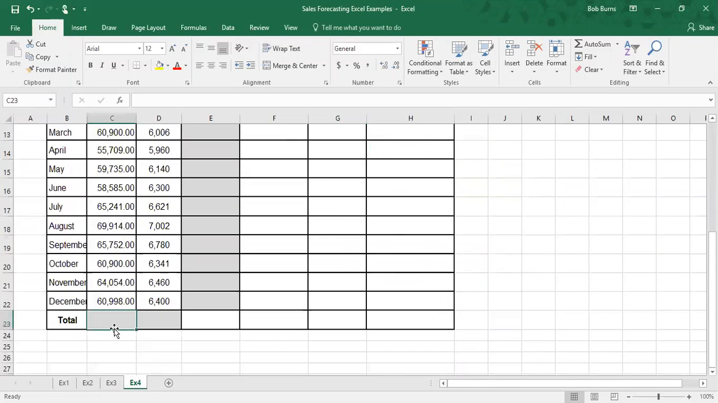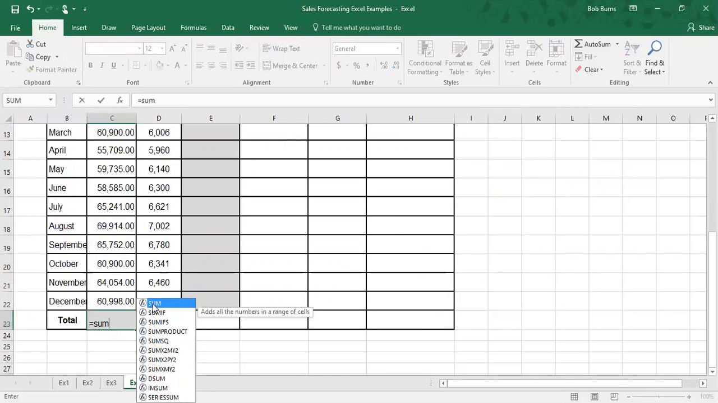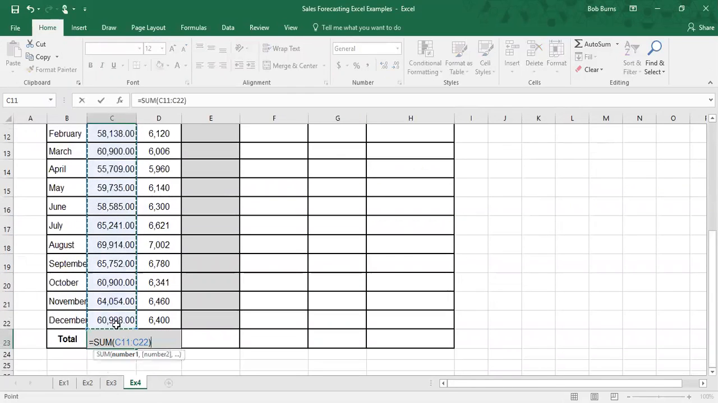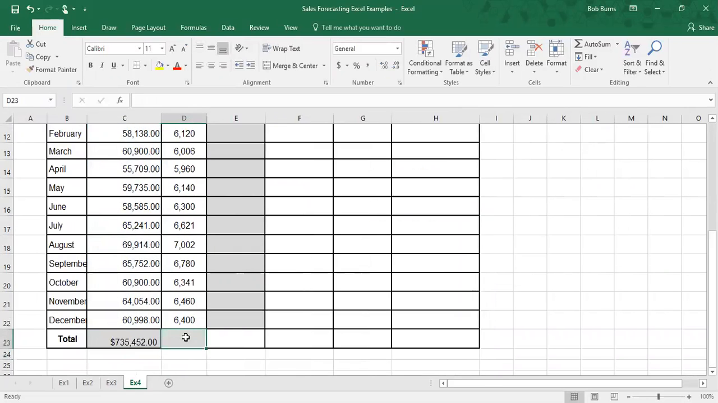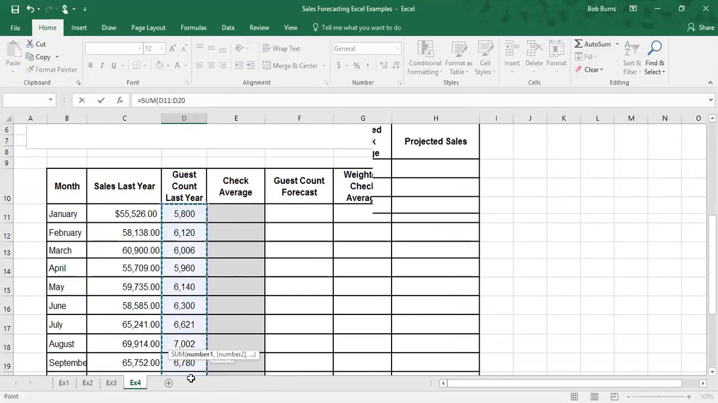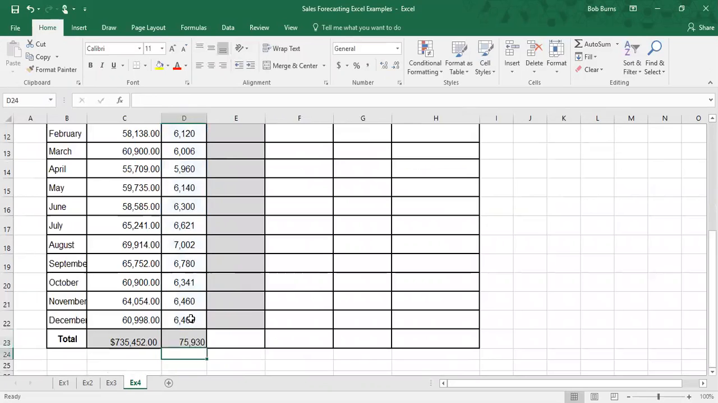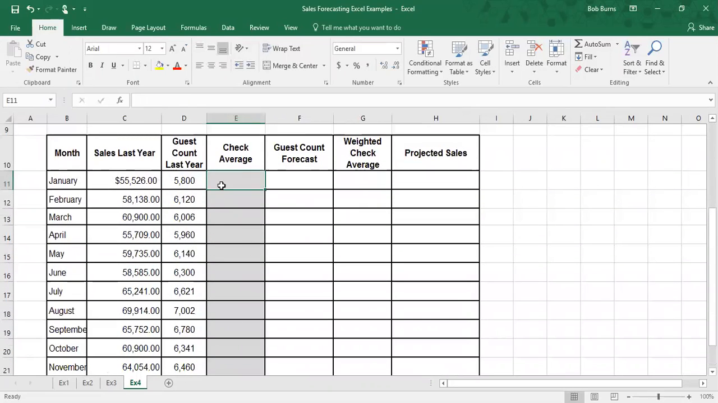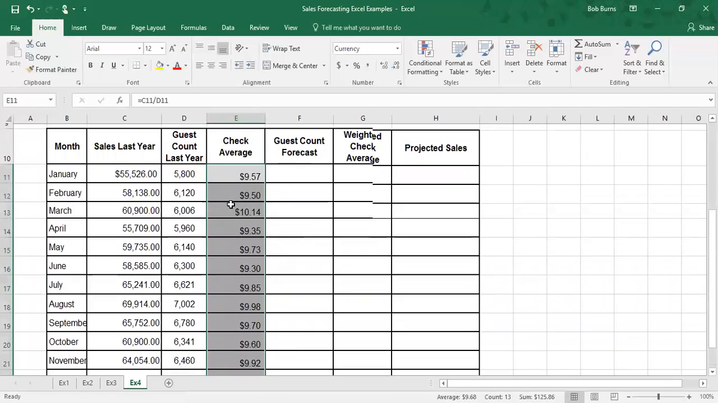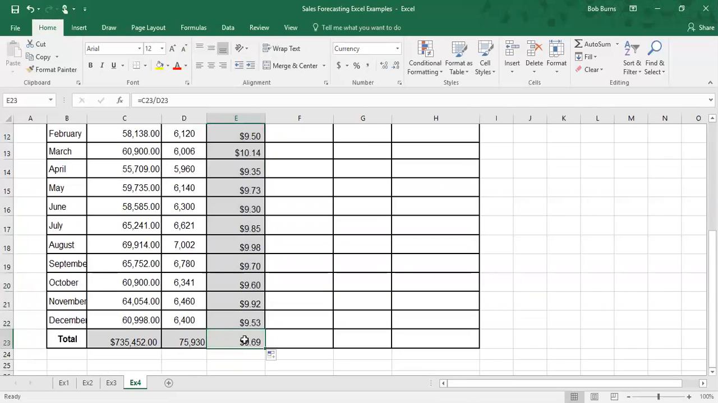First thing I'm going to do is total these values up. We are definitely going to need those for the year. So let's total up my year amount. And again, I got the pound symbol there, so I want to drag this over until it fits. Sum up the guest count. There you go. Check average. We want to divide the sales by the guest count. It's going to give us our check average, and if we drag this down, Excel will do all the hard work for us. All the values are in there. This is our weighted check average.